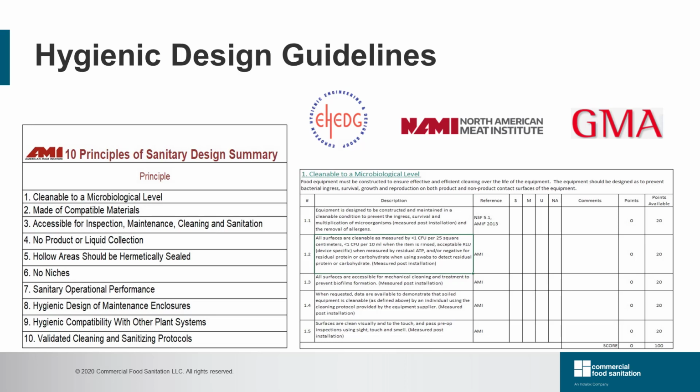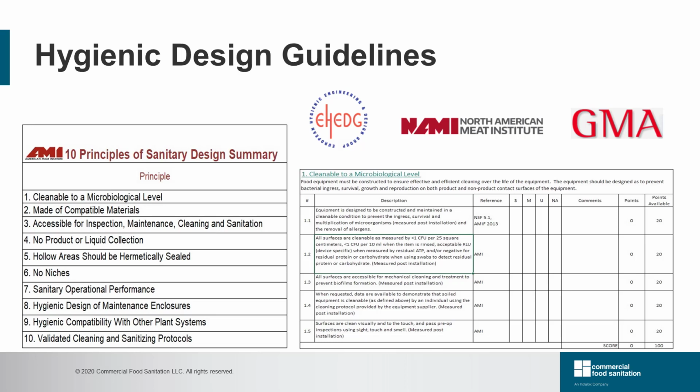Another institute is the AMI, North American Meat Institute, and they have developed hygienic design guidelines for equipment and infrastructure for high moisture products such as meat, poultry, and seafood. The GMA, Grocery Manufacturing Association, focuses on equipment and infrastructure design for low moisture products. Both AMI and GMA guidelines are freely available on the internet.